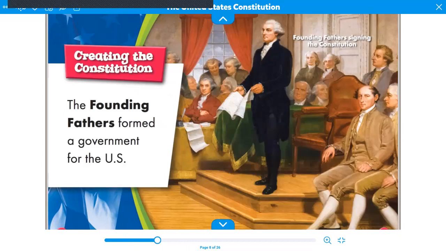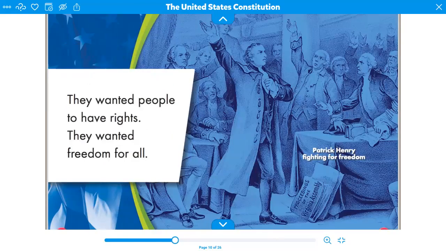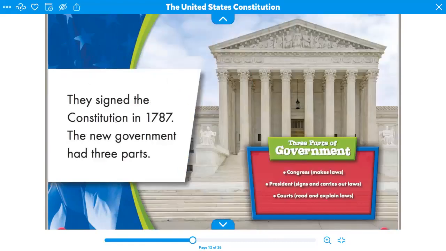Creating the Constitution. The Founding Fathers formed a government for the United States. The Founding Fathers are the group of leaders at the time when our country was started. Here, the caption says, Founding Fathers signing the Constitution. They wanted people to have rights. They wanted freedom for all. And the caption on this page says, Patrick Henry fighting for freedom. Patrick Henry was one of the Founding Fathers at the time our country was started. They signed the Constitution in 1787.